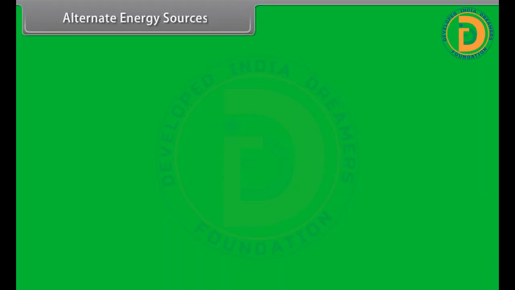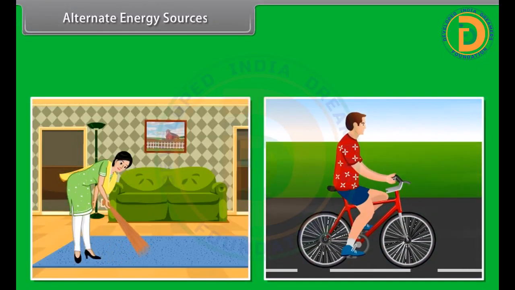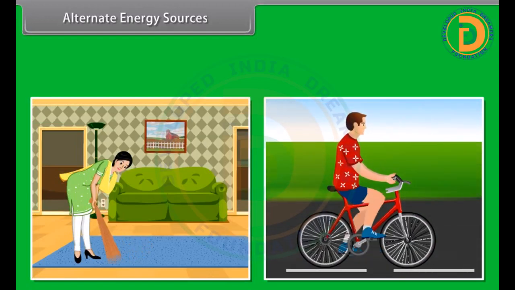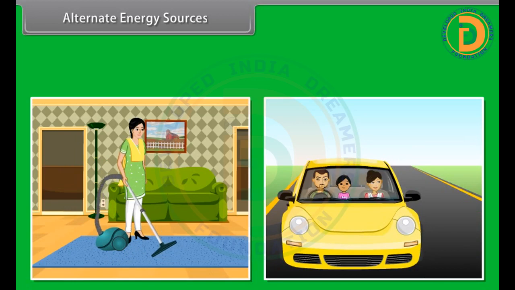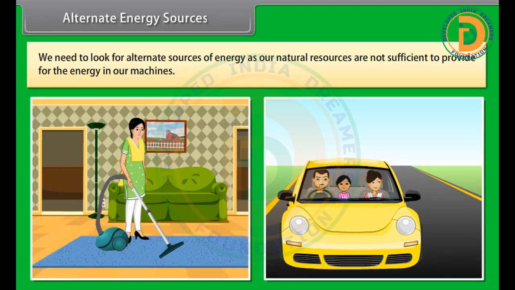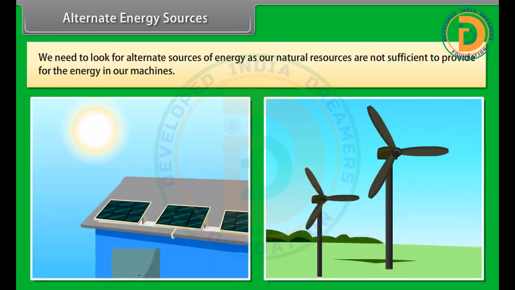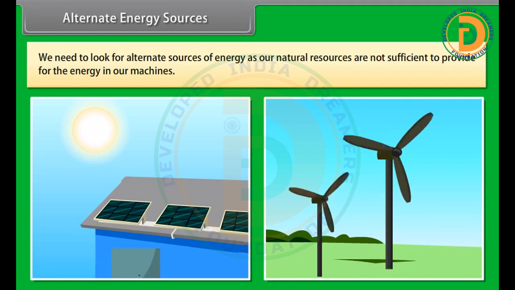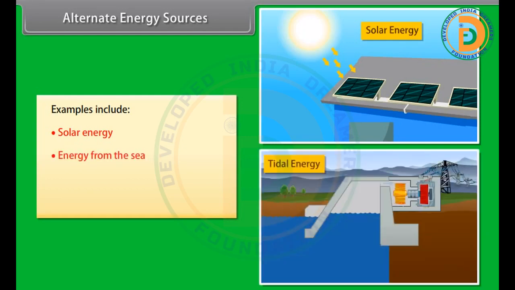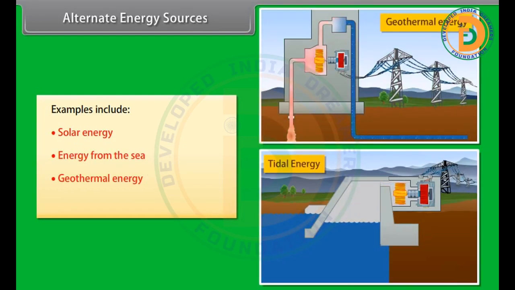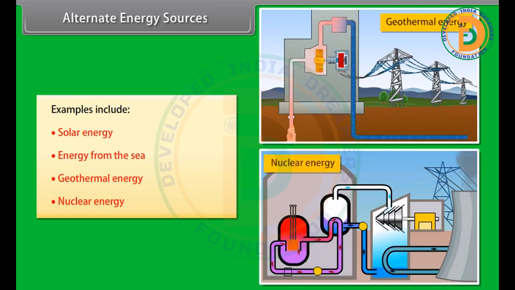Alternate energy sources. As we progressed, our day-to-day life activities also changed. We now get most of our work done by machines. Due to this, we need to look for alternate sources of energy as our natural resources are not sufficient to provide for the energy in our machines. Examples include solar energy, energy from the sea, geothermal energy, nuclear energy.